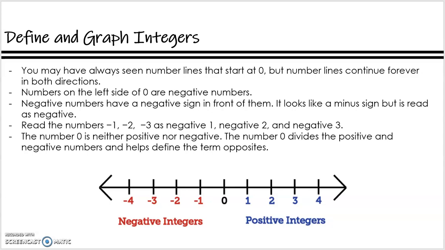0 is right in the middle. It's neither positive nor negative. It's neutral. But it does divide your positive and negative numbers, and it helps you also determine the opposite of something. We'll talk about that more later. So this is an integer number line, negative numbers, positive numbers. Positive is always going to be above 0 or to the right. Negative is always going to be below or to the left.